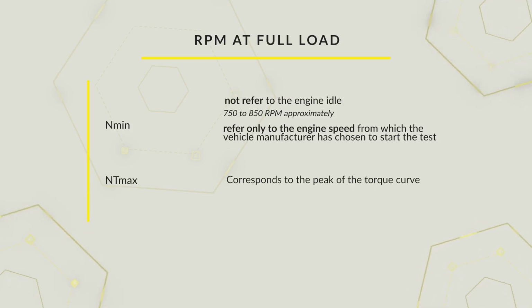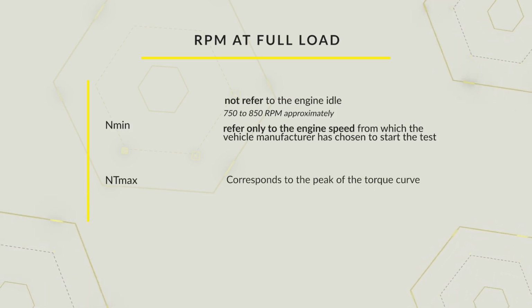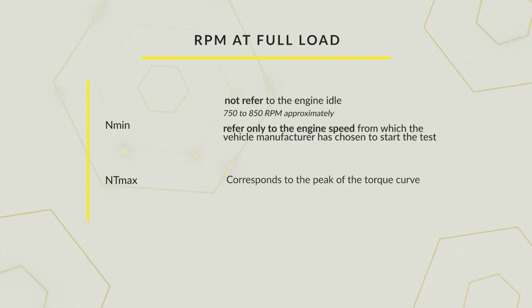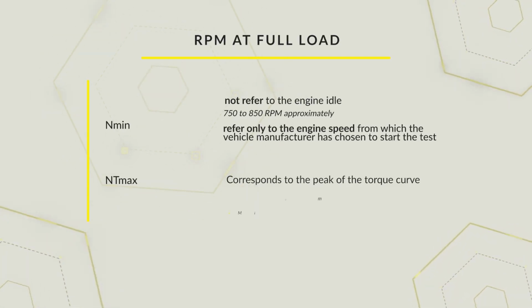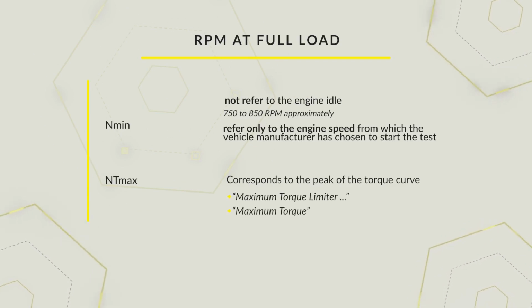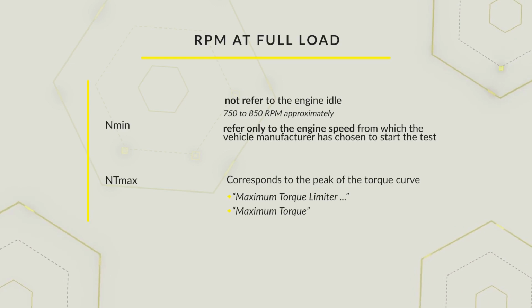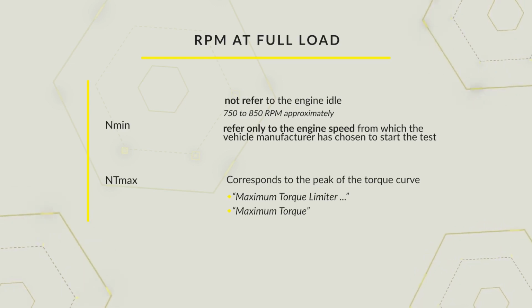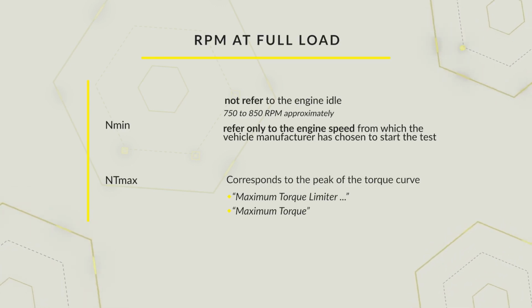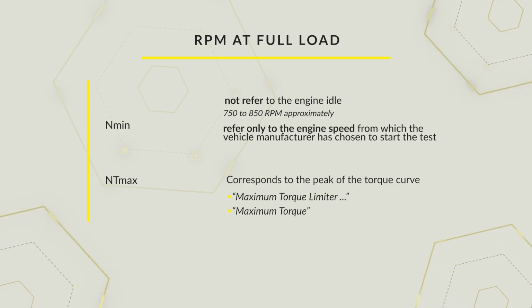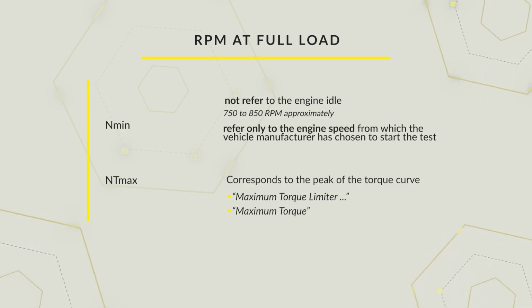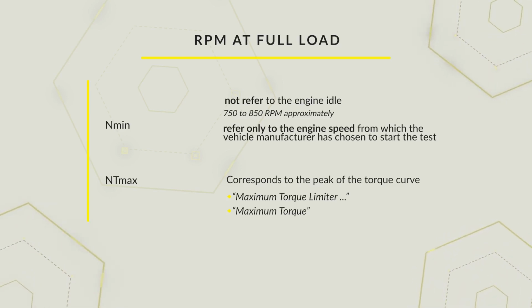If the engine control in question has an injection strategy based on torque, it is very likely that one of the maps marked with the words maximum torque limiter or maximum torque contains the same value, expressed in Newton meters, declared by the manufacturer, or a value very close to it, near the engine RPM value at maximum torque represented on the axis of the map itself.